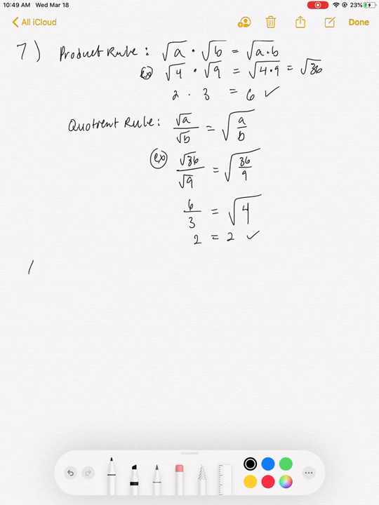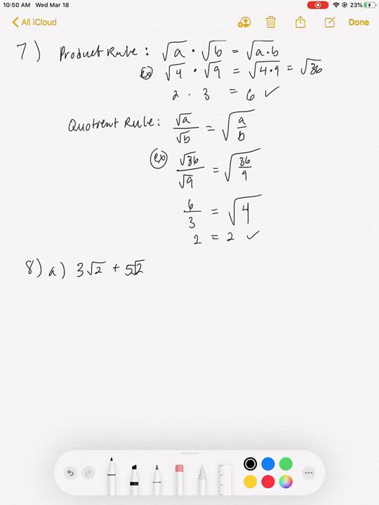In number 8, we have a bunch of problems, A through H, for practicing simplifying with square roots. This is kind of like the main part of the lesson. In part A, we have two things added together: 3 times the square root of 2 plus 5 times the square root of 2. Now we're trying to simplify that.